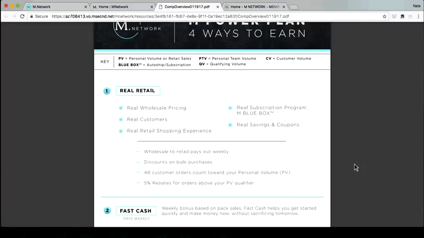In the very early days, almost the conceptual idea of what M was, as we were going through talking about what we wanted it to be, how we wanted it to work, and the product plan that we had, we wanted to make sure that we had a very real retail system.